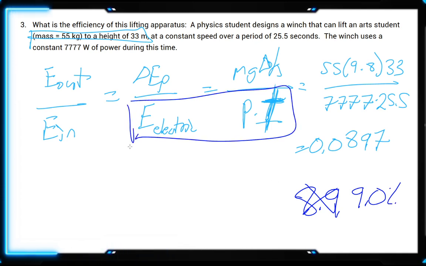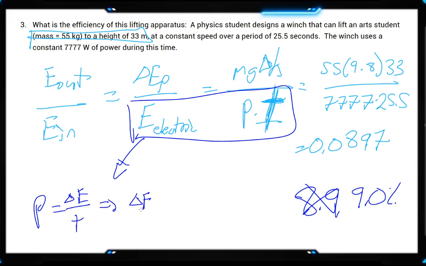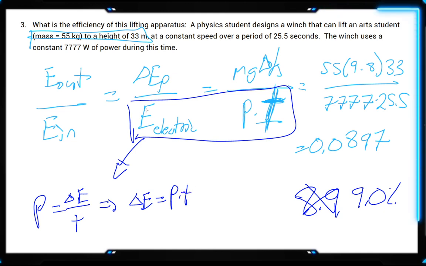Hey, one note about this equation here. This equation is totally doable for us. Power is the rate of energy consumption. It's energy change or work over time. So then the energy released is the power times time. That's a completely fair equation we should be aware of.